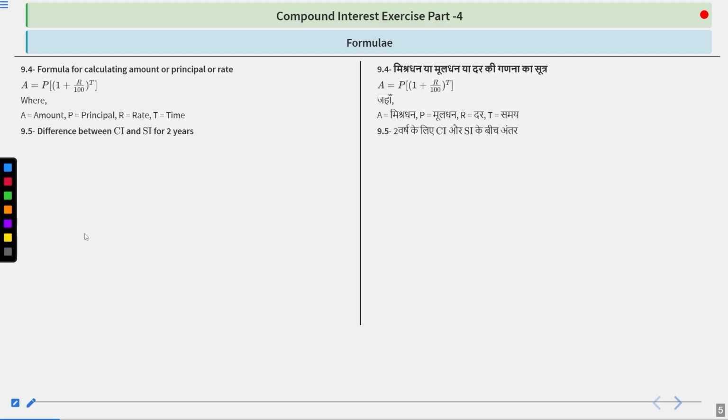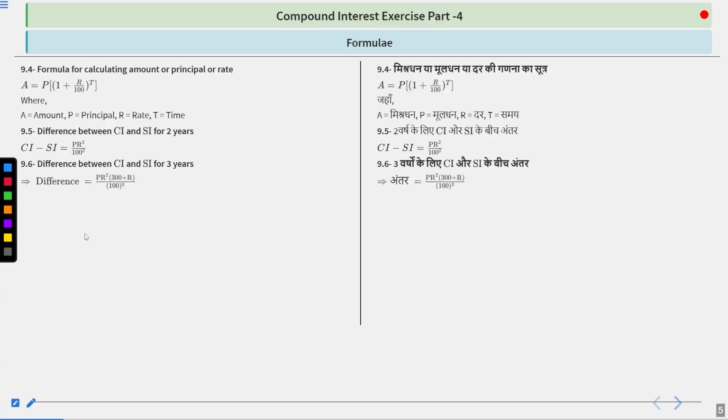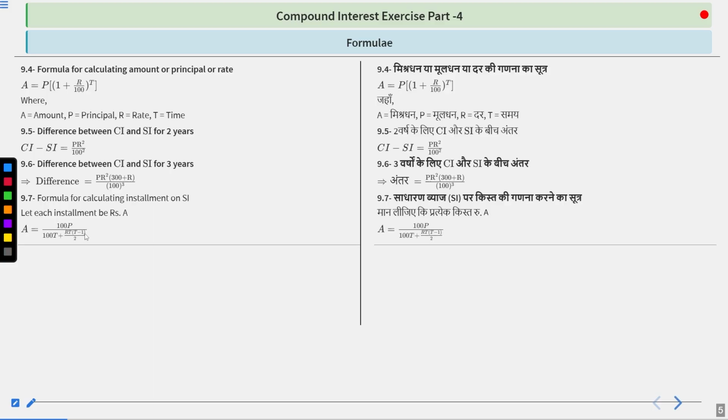Then we have the difference between CI and SI for 2 years. CI minus SI is equal to PR square upon 100 square. Then we have the difference between CI and SI for 3 years. Difference is equal to PR square into (300 plus R) upon 100 cube. Then we have the formula for calculating installment on SI. So let each installment be rupees A. Then A is equal to 100p upon 100t plus RT into (t minus 1) upon 2.